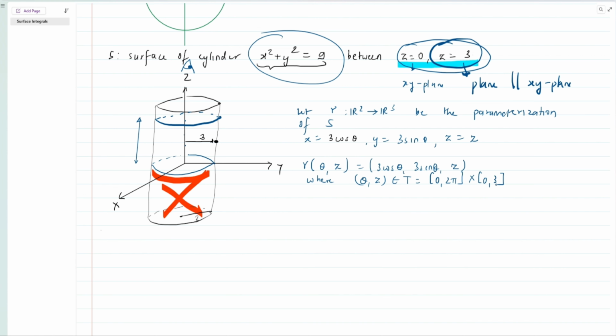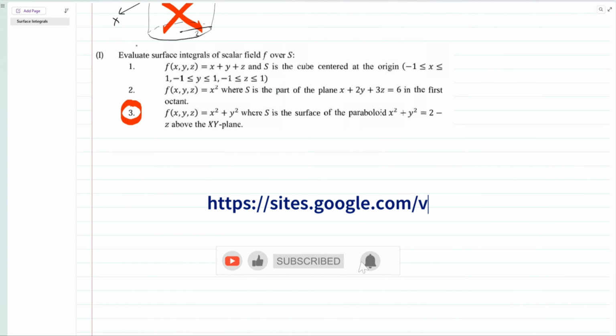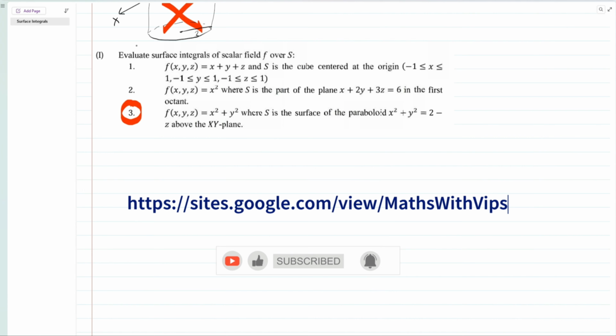Now let's quickly take up surface integrals of scalar fields and vector fields, one problem from both. So this is one of the questions from practical 5, and it is about evaluation of surface integrals of scalar field f over S. We will be trying to solve question number 3. The practical sheet is available on the TYBSc page of my website, the link to which you can get in the description, and also you can head to the channel description.